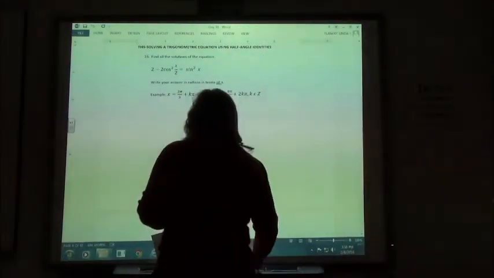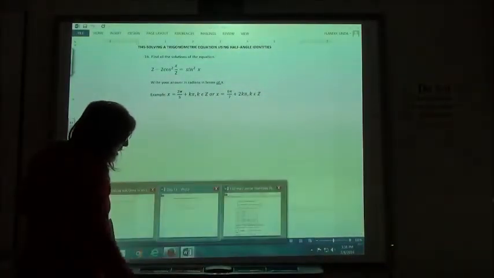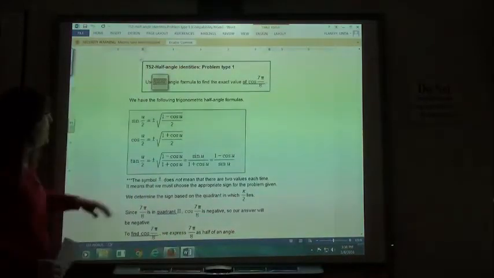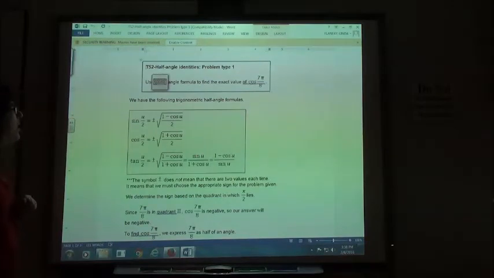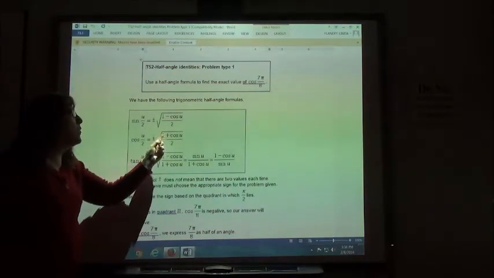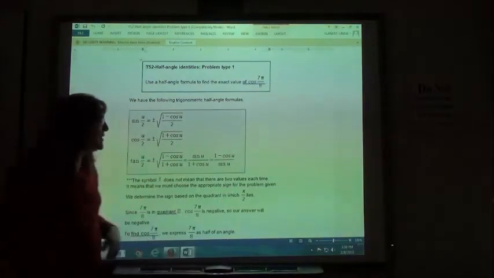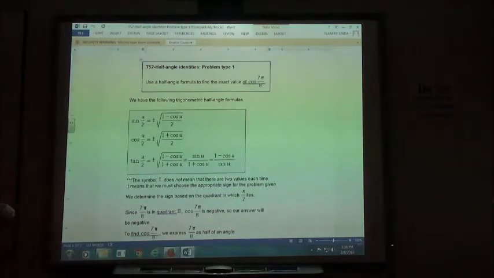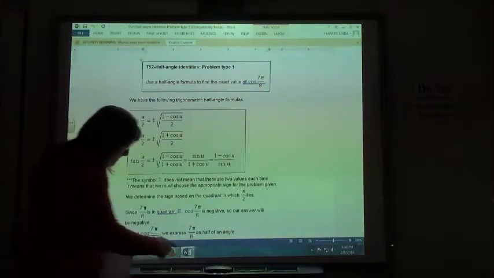All right, so on these ones, we are solving trigonometric equations using half-angle identities. If we look up our half-angle formulas, sine of u over 2 would be plus or minus the square root of (1 minus cosine u) over 2. Cosine of u over 2 is plus or minus the square root of (1 plus cosine u) over 2. For tangent, we had 3 different choices depending on which one we want to use. So you want to keep that paper handy.